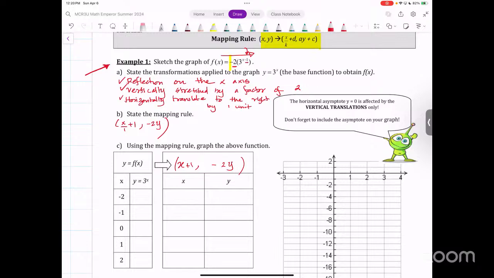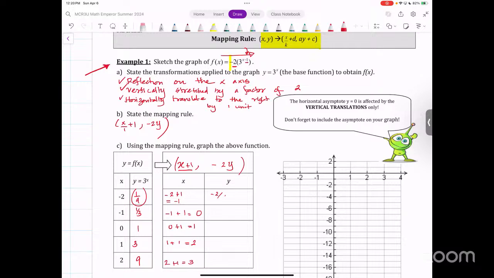All right, let's fill out a table. 3 to the power of negative 2, or no, 3 to the power 0, 1, 3, 9. Oh no, I need to apply the transformation first. So what's the transformation say? X plus 1. Minus 2 plus 1 is negative 1. Minus 1 plus 1 is 0. 0 plus 1 is 1. 1 plus 1 is 2. 2 plus 1 is 3. Minus 2y.